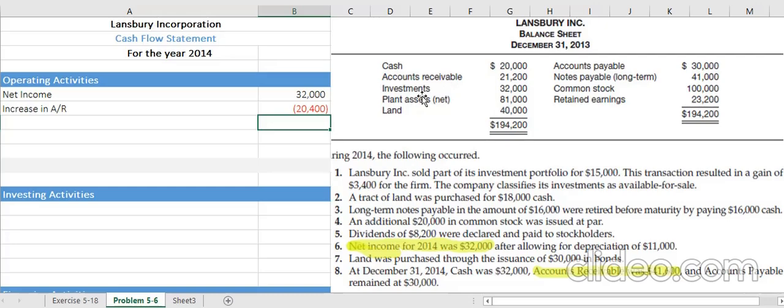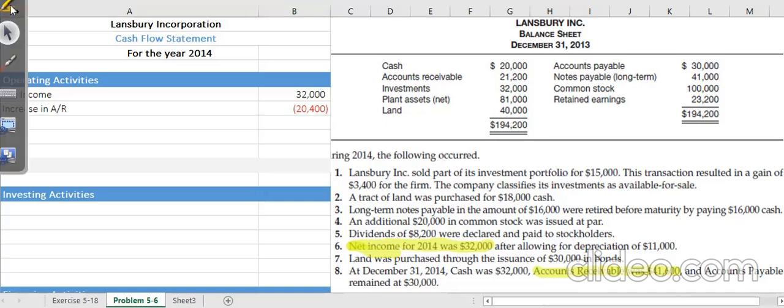What should be the next part? The next part of the working capital is current liability. We have a current liability here by the name of accounts payable, $30,000. If I see in the question, let me highlight it as well. We have accounts payable at the end of 2014, and it remained at $30,000. Means they were $30,000 and now they are again $30,000. In other terms, there is no change in the accounts payable.